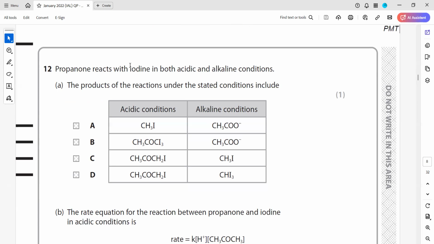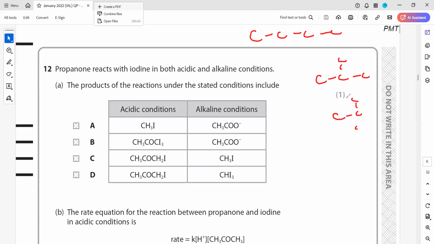Okay. Like for example, if I ask how many isomers of butane are there? This is one isomer. This is the second isomer. There is no third isomer. I cannot draw it like this. So 2 isomers are there. The rule is n plus 1. N plus 1 is the rule.